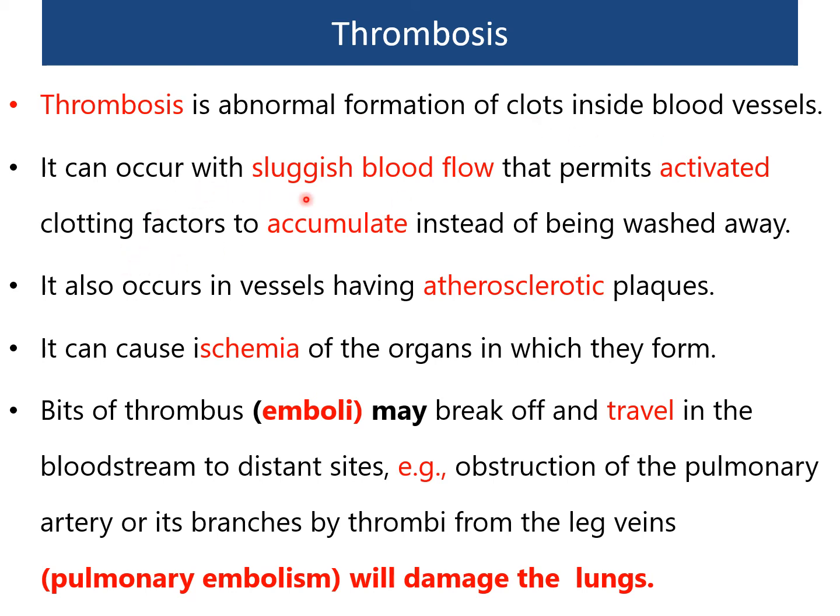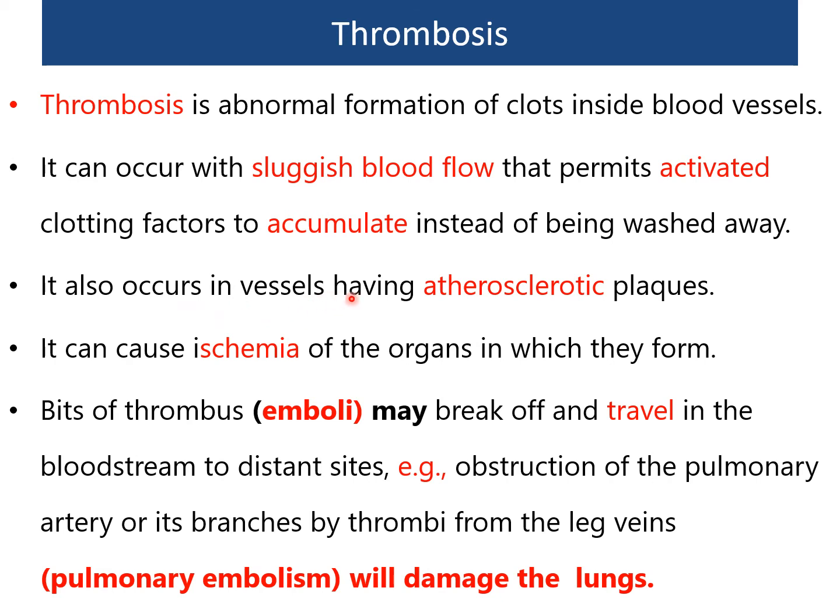It can occur with sluggish blood flow. ये मैं आपके साथ एंटी क्लॉटिंग मैकेनिज्म्स में लैमिनर ब्लड फ्लो को डिस्कस कर चुकी हूँ. नाउ उसकी वही बात कि स्लगिश ब्लड फ्लो जब होता है तो कहीं कहीं कोई जो एक्टिवेट हो गया था क्लॉटिंग फैक्टर, दैट इज नॉट washed away, rather it accumulates in the area जहाँ पे blood flow sluggish है. And when the activated clotting factors accumulate, then they start producing thrombus.